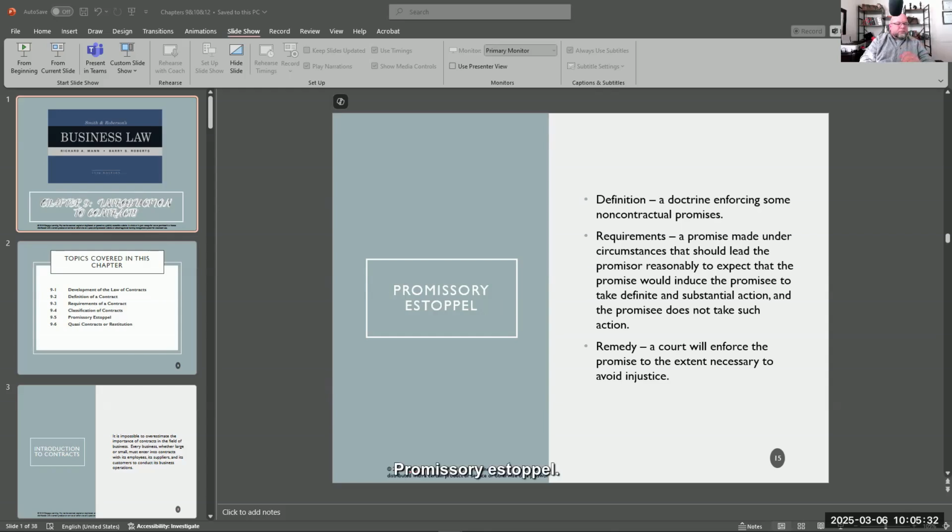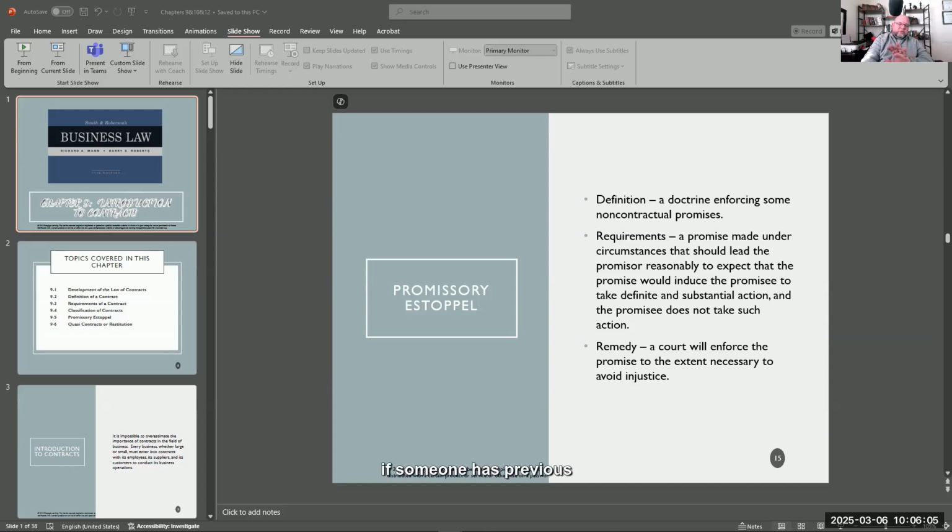Promissory estoppel. We'll talk about this more than once, but promissory estoppel is a doctrine that enforces some non-contractual promises on parties. The requirement is the promise is made under circumstances that would lead the promisor to reasonably expect that the promise would induce the promisee to take definite or substantial action, and the promisee does take that action.